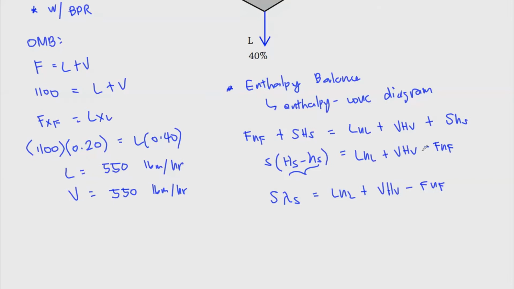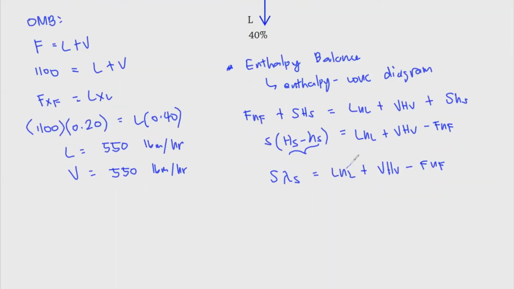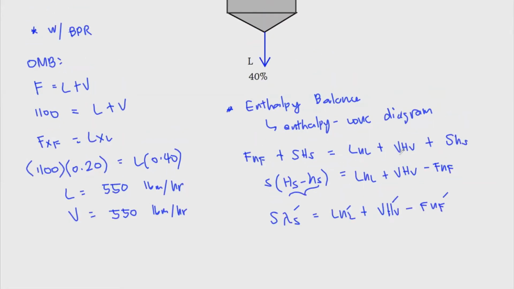Now let's look for our HL, HV, HF, and lambda S, because that's typically what we need. We already have this L and V, and of course our feed. So to get S, we need to find these four unknowns.